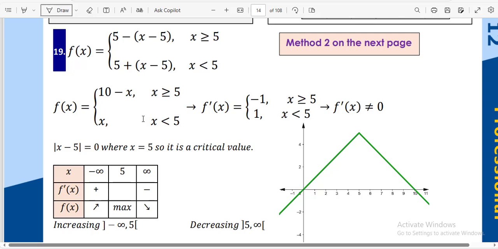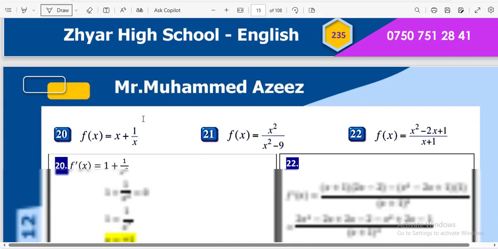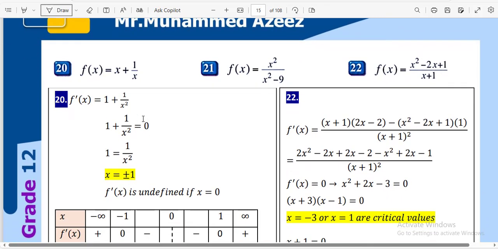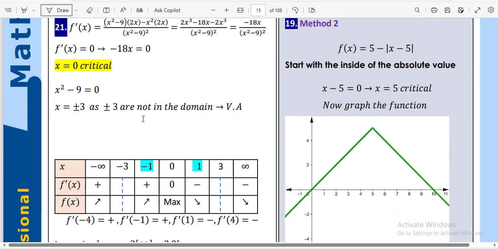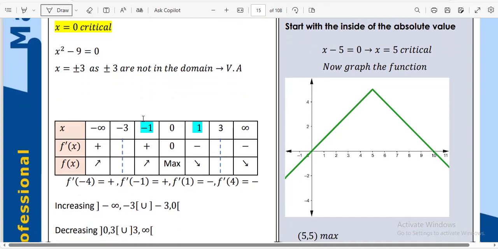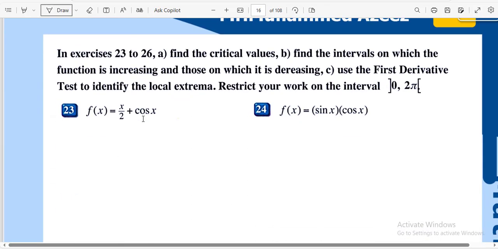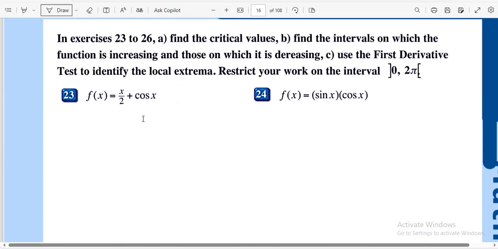This is absolute value. That's another way of solving question 19, but again the graphical way is the best. These questions are pretty straightforward. Just find first derivative equal to 0 and be happy. There's another question, question 24, which is very important, and today I don't have time for that. Next lesson we begin with question 24.